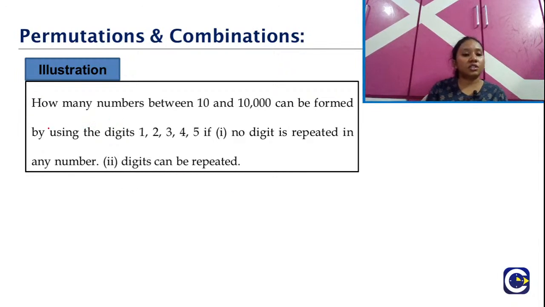So let's read the question. How many numbers between 10 and 10,000 can be formed by using the digits 1, 2, 3, 4, 5 if no digit is repeated in any number? The first case is no digit is repeated here, and the second case is digits are repeated. Here the numbers are between 10 and 10,000, which means we will have 2-digit numbers, 3-digit numbers and 4-digit numbers. Likewise we will have 3 cases.